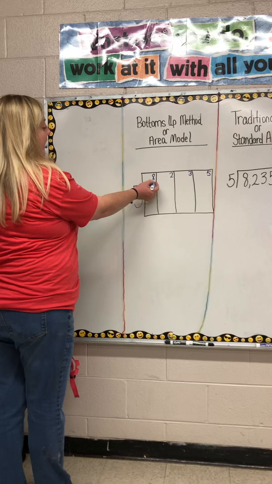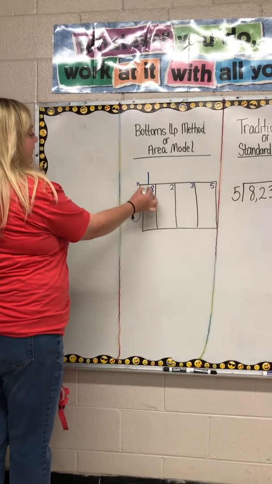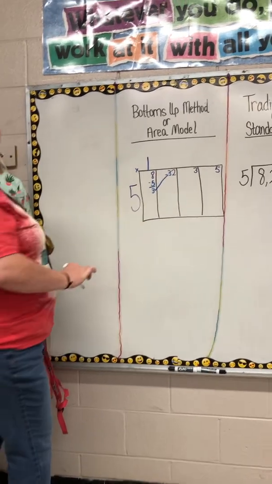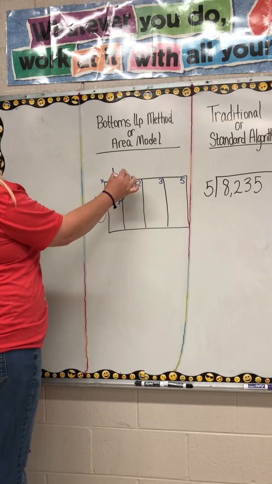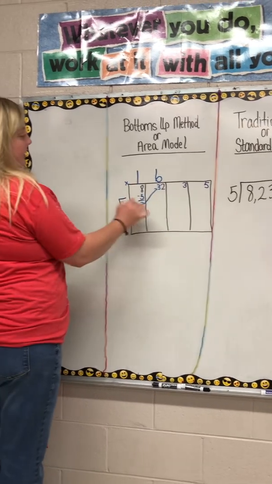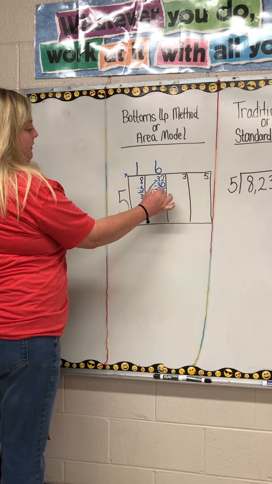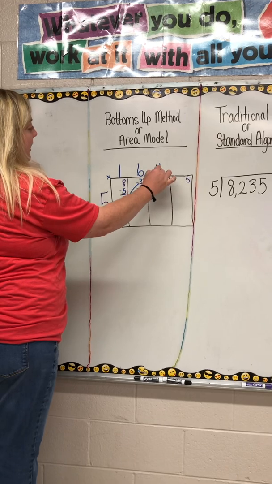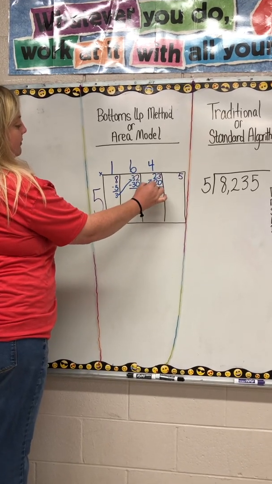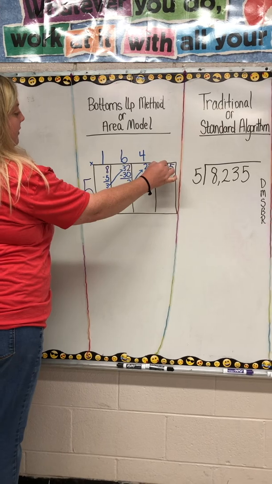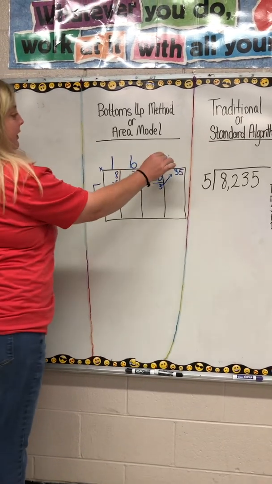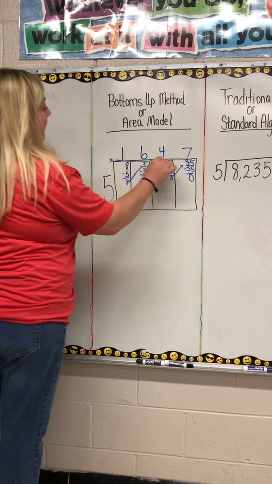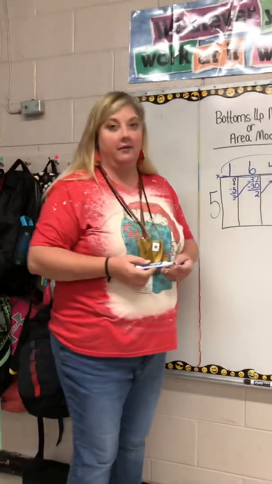We would start by dividing 5 into 8. It will go one time. 1 times 5 is 5. And we subtract and bring the 3 up. Then we're going to divide 5 into 32, which will go 6 times. 6 times 5 is 30. Subtract and bring up. And now 5 into 23 will go 4 times. 4 times 5 is 20. Subtract, bring up. And last step, 5 into 35, which will go 7 times, which is exactly 35. And our answer is right here, 1,647.